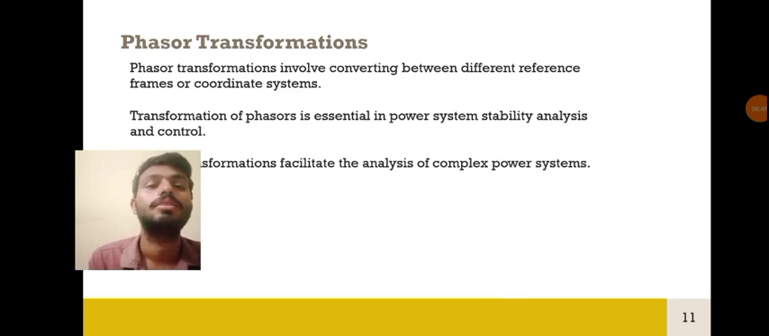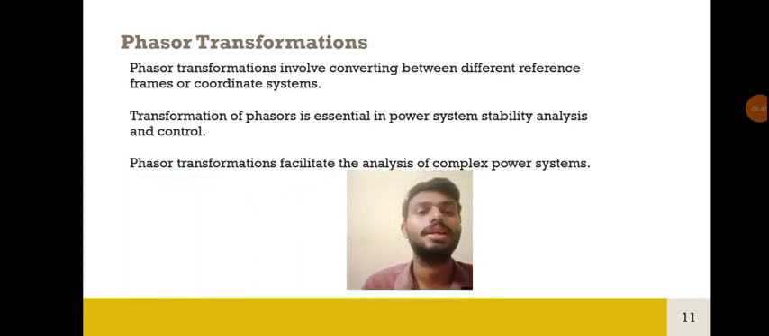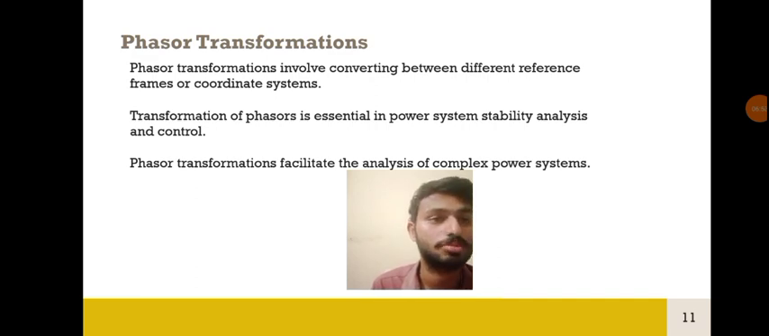Phasor transformations. Phasor transformations involve converting between different frames or coordinate systems. Transformation of phasors is essential in power system stability, analysis and control. Phasor transformations facilitate the analysis of complex power systems.